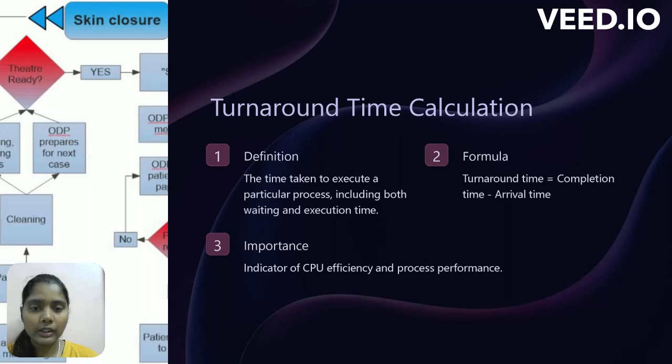The next one is turnaround time calculation. There is a definition, formula, and importance of turnaround time calculation. The definition is the time taken to execute a particular process, including both waiting and execution time. The formula of turnaround time is equal to completion time minus arrival time, and the importance of turnaround time calculation is that it is an indicator of CPU efficiency and process performance.